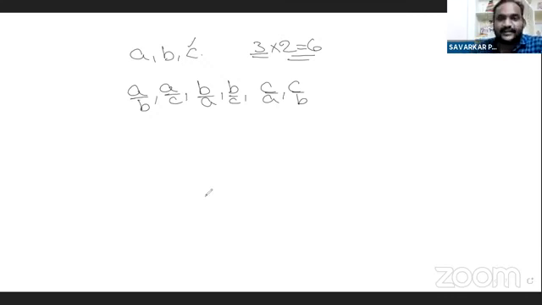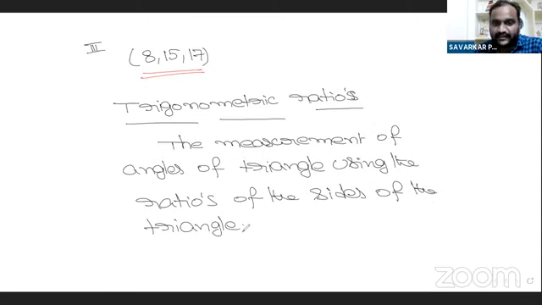Where will these trigonometric ratios be defined? In a right angle triangle only. The measurement of angles of a triangle using the ratio of sides of the triangle can be done in a right angle triangle only.